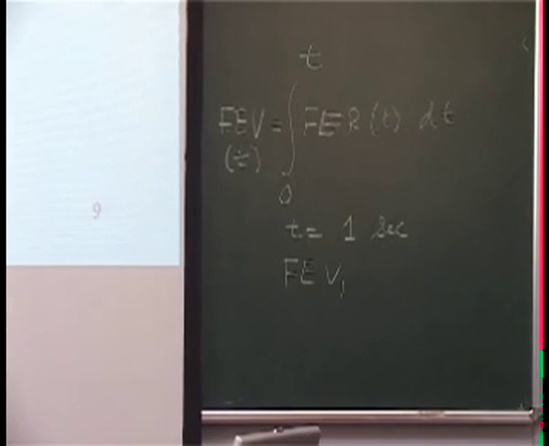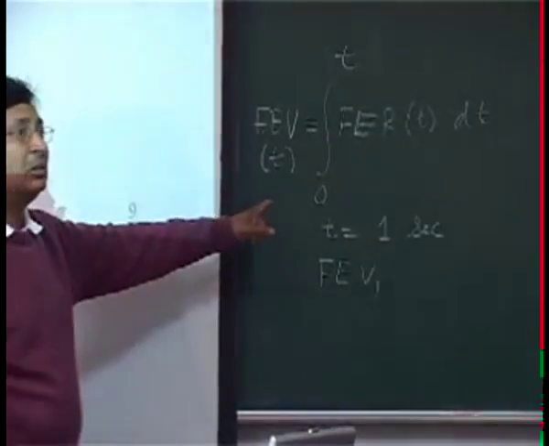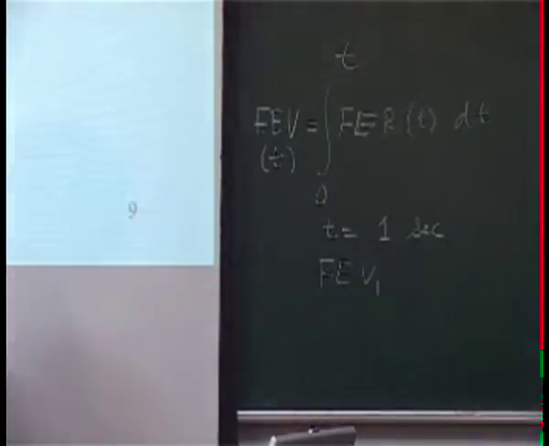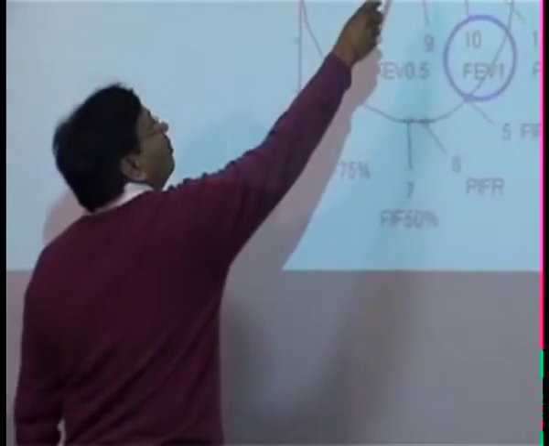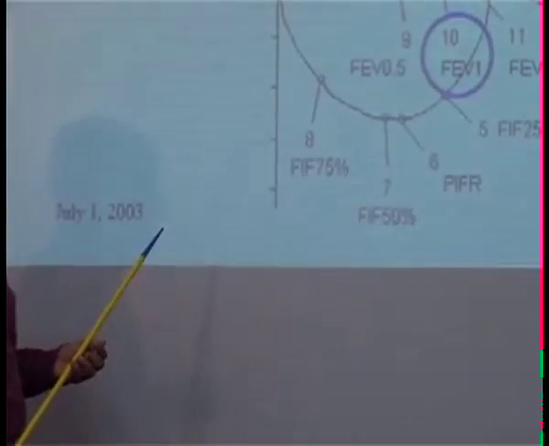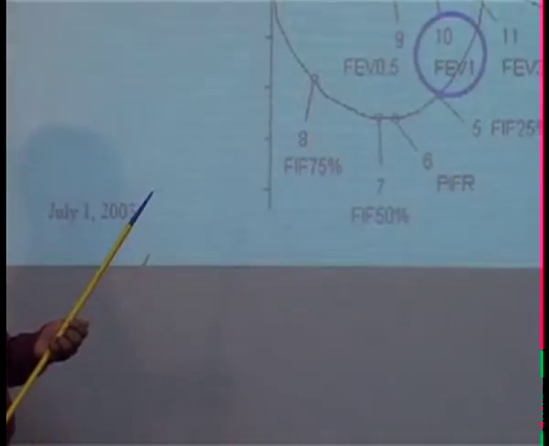FEV1 is the volume of the air expired in 1 second in this spirometry operation, not the normal, not during the tidal breathing, but when I am running through this spirometry. So this kind of graph which we are trying to show here has essentially been plotted here. That's called the volume time curve.